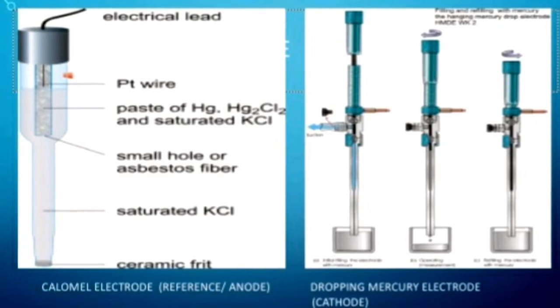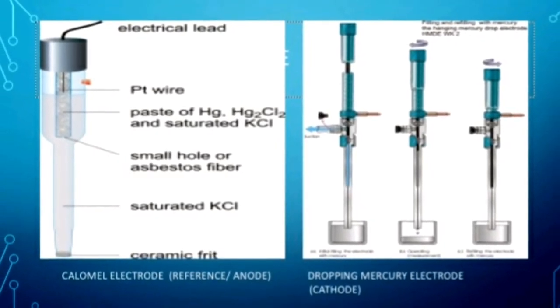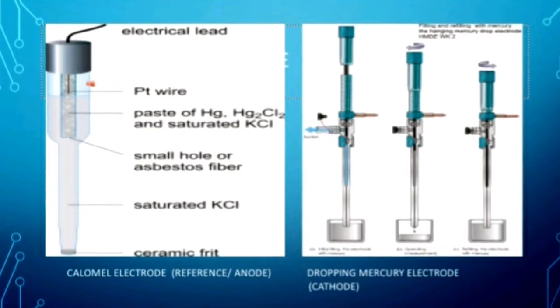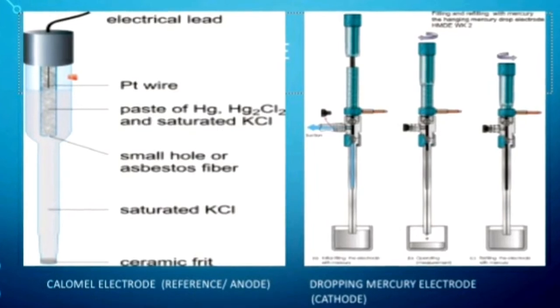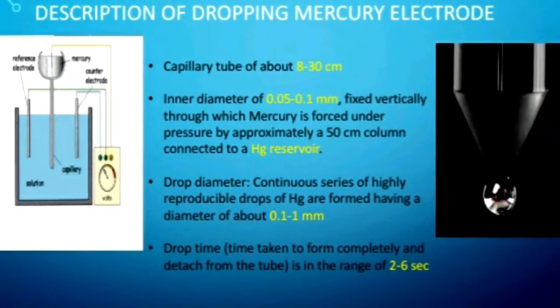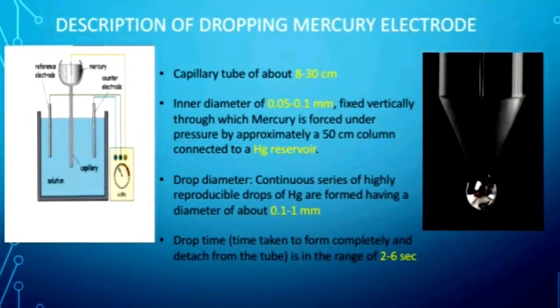This slide shows the two different electrodes used in polarography, namely the calomel electrode, which acts as an anode and is towards our left, and the dropping mercury electrode, or DME, which acts as a cathode and is present on your right. This slide describes the dropping mercury electrode.